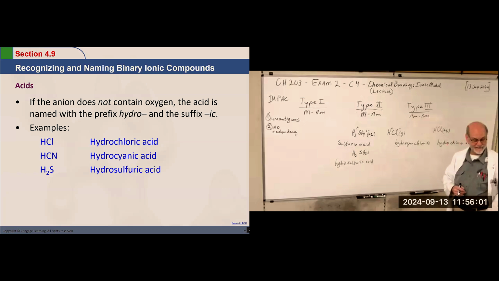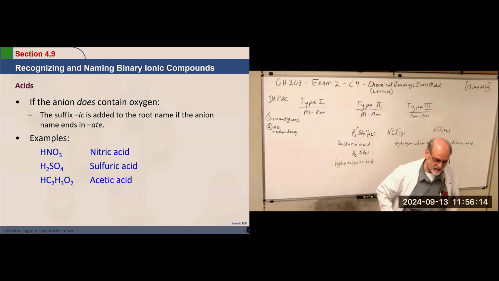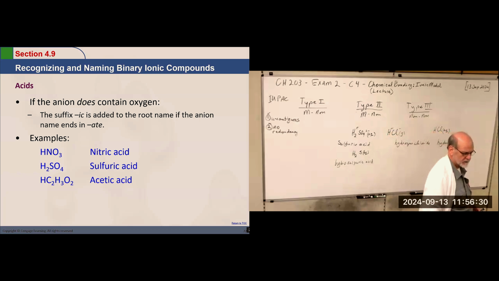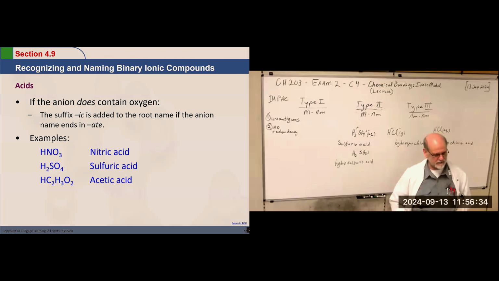And other examples. Nitrate, hydrogen nitrate becomes nitric acid. Sulfuric acid. C2H3O2 is a polyatomic ion with a -1 charge. Acetate becomes acetic acid, right? And if you had salad dressing on your salad, you probably had some acetic acid in it. 5% acetic acid is vinegar.